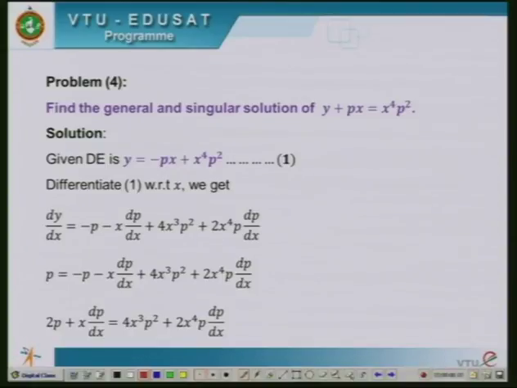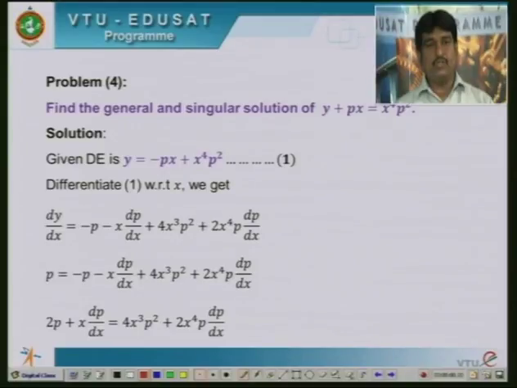The procedure of solving equations which are solvable for y is: differentiate with respect to x, then extract the factor containing the derivative from it, which involves p and x, which is a first order differential equation in p and x. You solve that differential equation to get p, substitute that p value in the equation to get a relationship between y and x involving one arbitrary constant, which is the general solution of the given differential equation.